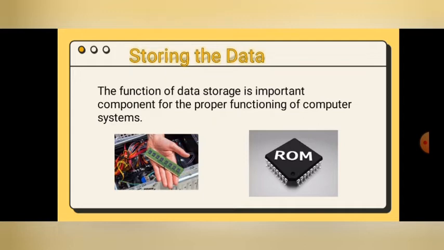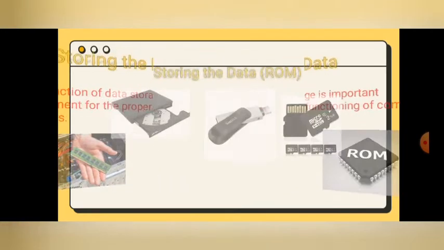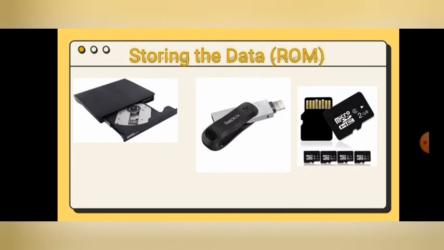We can save the necessary data and instructions on such devices that will be available in the future. Basic examples of permanent storage devices are memory card, hard drive, CD, DVD, and flash drives.